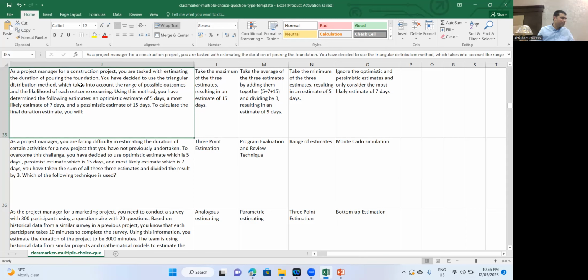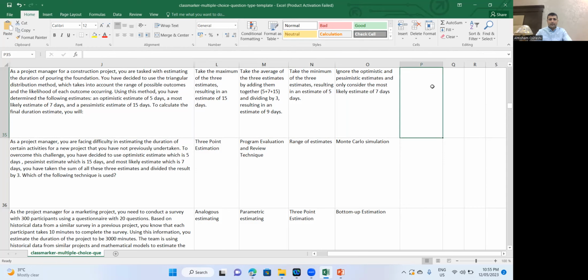As a project manager for a construction project, you are tasked with estimating the duration of pouring the foundation. You have decided to use a triangular distribution method, which takes into account the range of possible outcomes and the likelihood of each outcome occurring. Using this method, you have determined the following estimates: an optimistic estimate of 5 days, a most likely estimate of 7 days, and a pessimistic estimate of 15 days.